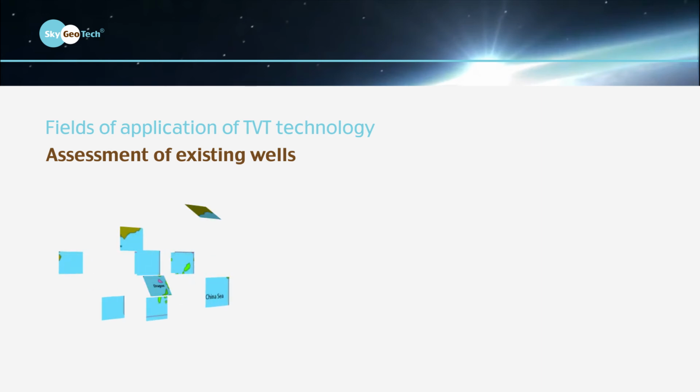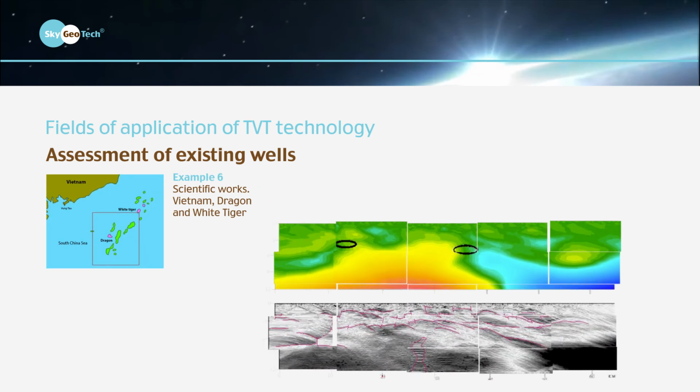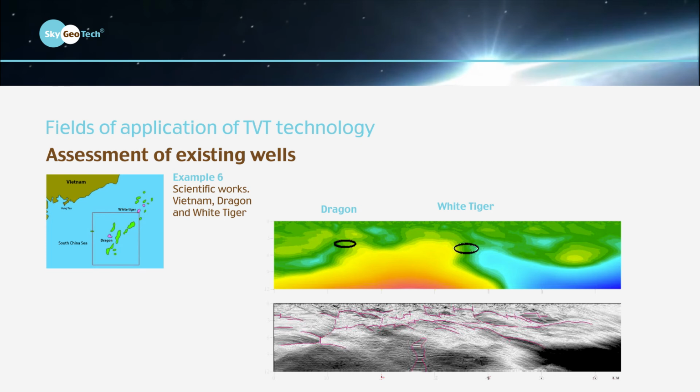Example number 6: Scientific works in Vietnam, Dragon and White Tiger deposits. Our team made an exploration and built various TVT images to see the conditions for hydrocarbon formation in this area.